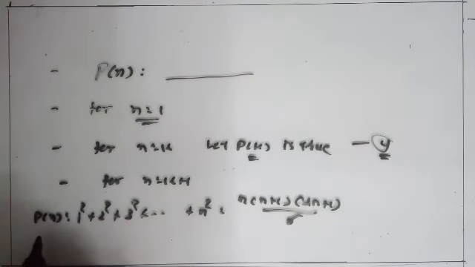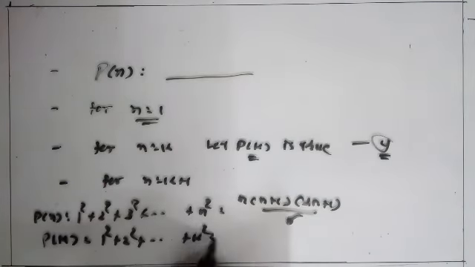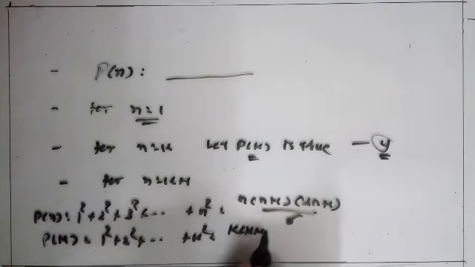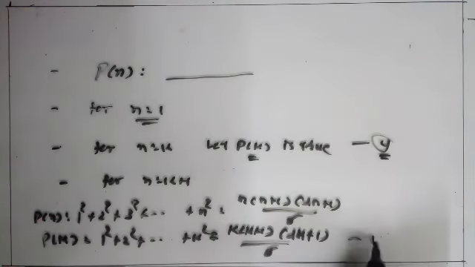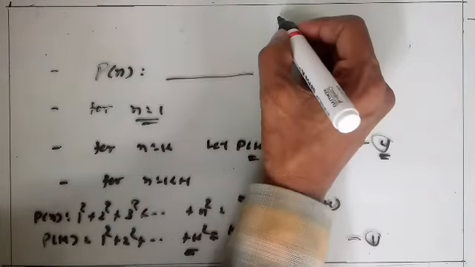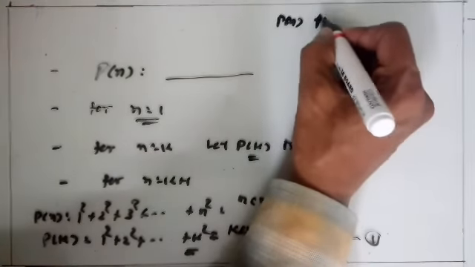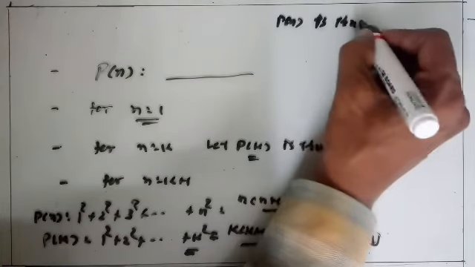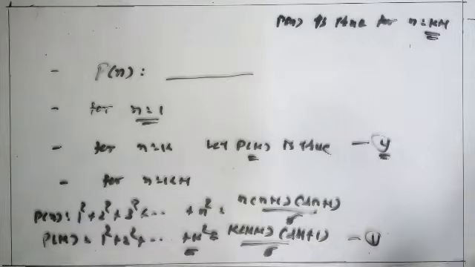Now assume that Pk is true. That is, 1 square plus 2 square plus up to k square is equal to k into k plus 1 into 2k plus 1 by 6. Take this as result number 1. Now using this result, we prove that Pn is true for n is equal to k plus 1. Clear?